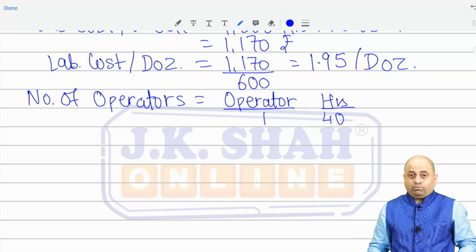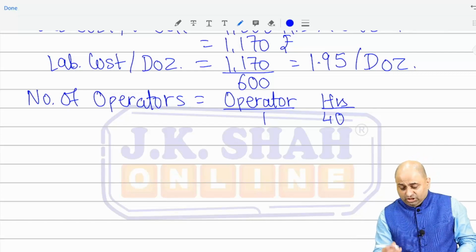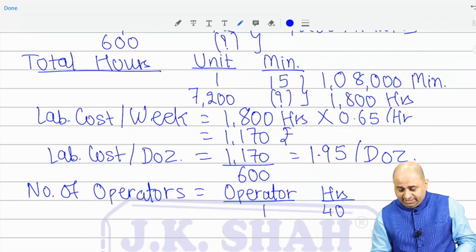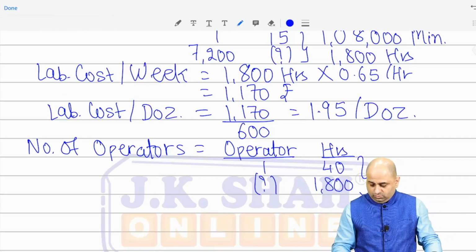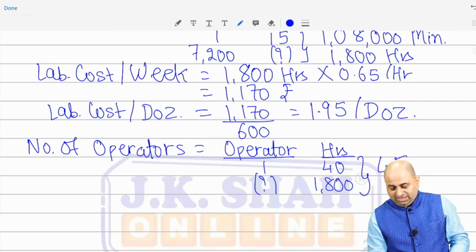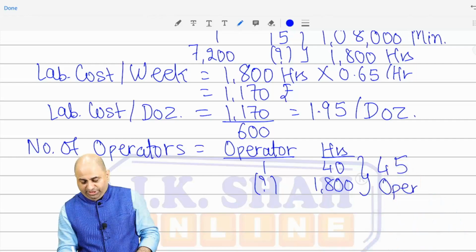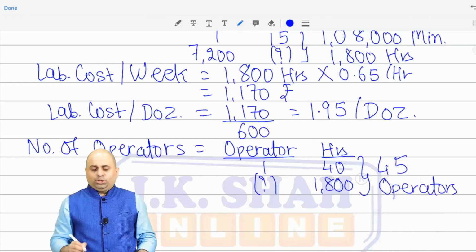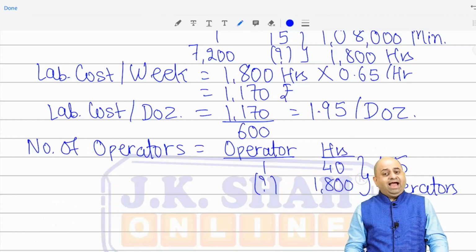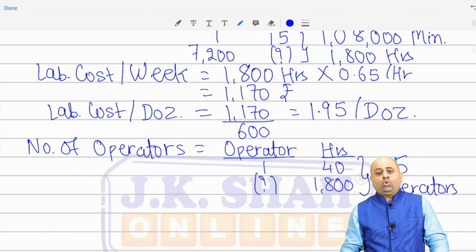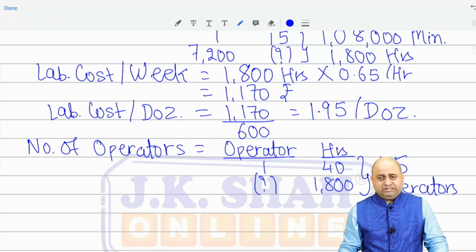And when I say one operator will work for 40 hours, you have 1800 hours to work for. So when you do cross multiplication, you come to the answer of 45 operators. All other calculations will be done in the same way. We can then create a statement, and with that I finish question number 13's discussion.